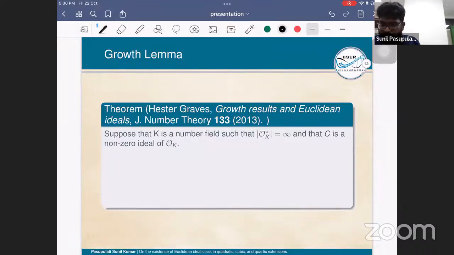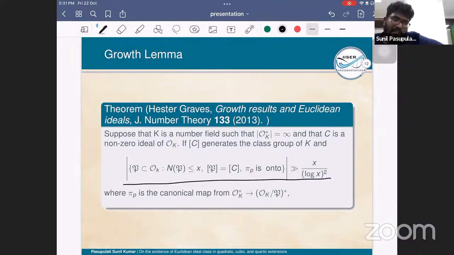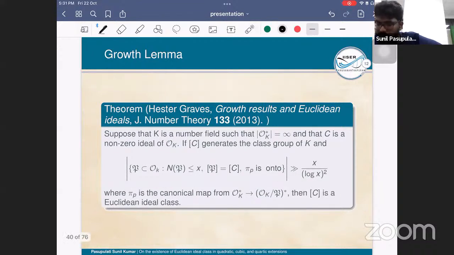Here, Graves has proved that whenever K is a number field with O_K^* infinite, which means it has rank at least 1, and C is a non-zero ideal of O_K that generates the class group, and you have the set of all primes that lie in the same ideal class as C. If this count is greater than or equal to x over (log x)^2, then this has a Euclidean ideal. That is what Graves has proved.